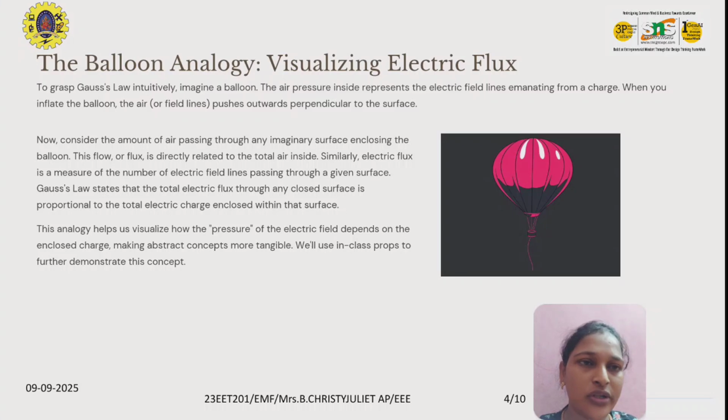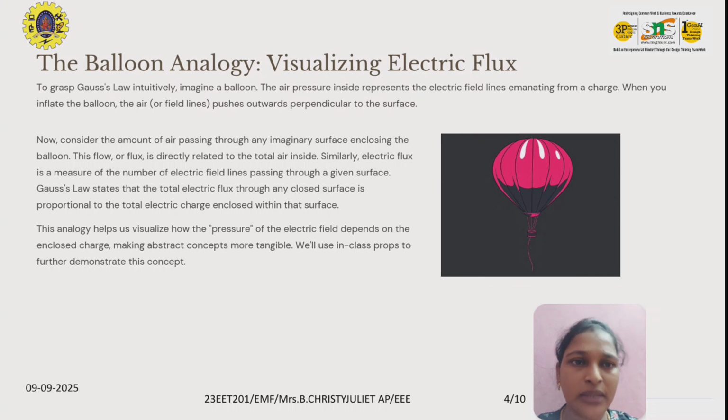Before getting into Gauss law, we need to understand what is meant by field pressure. For that, imagine a balloon. The air pressure inside the balloon represents the electric field lines. We take an analogy of a balloon filled with air pressure, where the air pressure represents the electric field lines that are getting out from a charge. So the charge emanates the flux lines, and those flux lines are being pressurized inside the balloon.